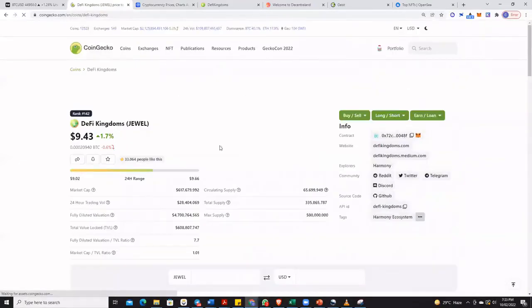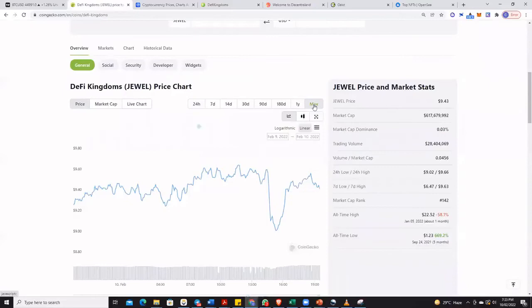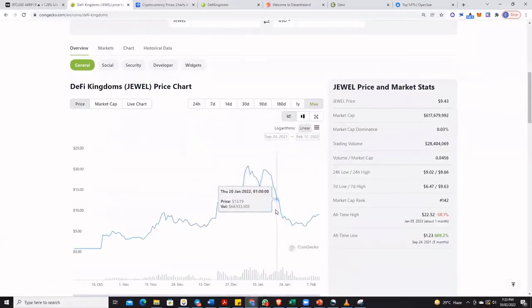Okay, so the price of 1 jewel currently is $9.43. Back in November, if you scroll down, let's just look at the chart. So this was what, November 5th. So just stay with me as I look for the price. Back in November, 1 jewel was about $3.79. Okay, so now let's come back to the site.